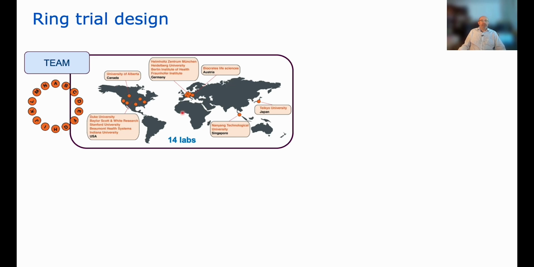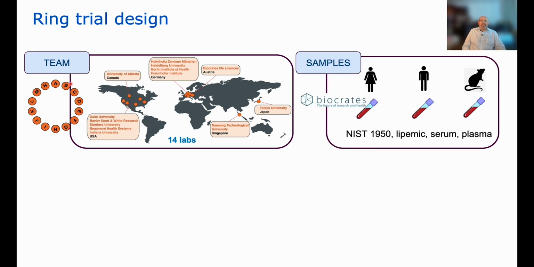What is the ring trial design? First of all, we have an international team of 14 independent laboratories, symbolized with a single letter assignment. Biocrates distributed to the participating laboratories a set of identical samples. This set included female and male human samples and rodent samples. For human samples, we had the NIST 195 reference sample, a lipemic sample, serum and plasma samples, and pooled and individual samples. For rodents, we had mouse and rat plasma.